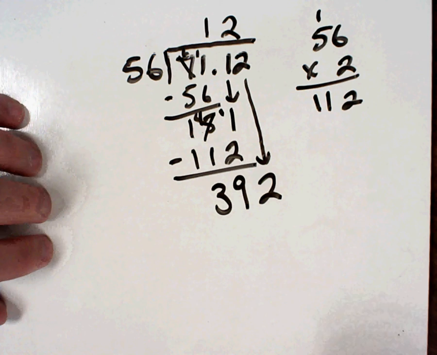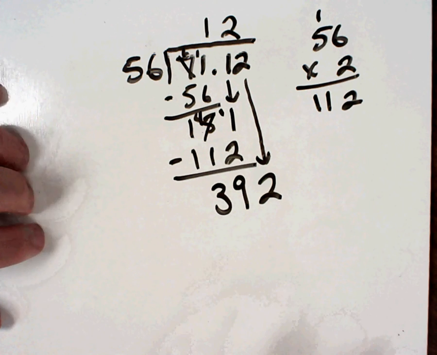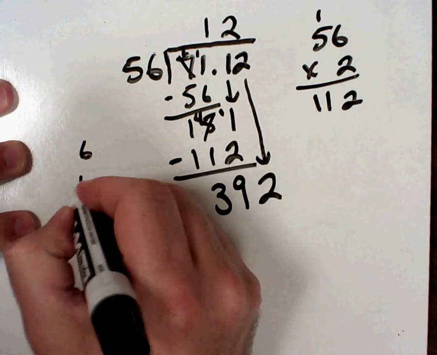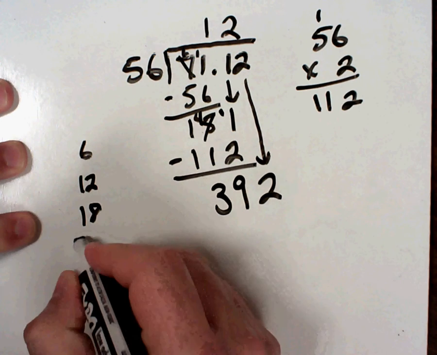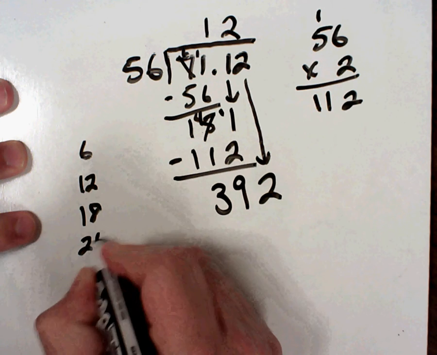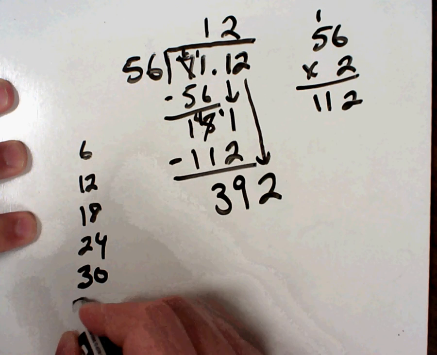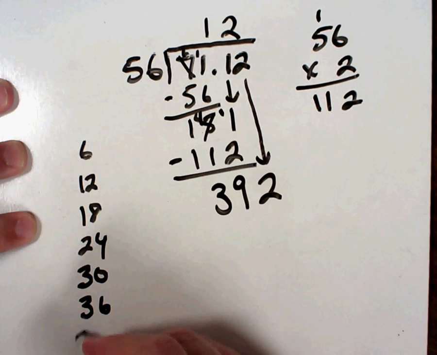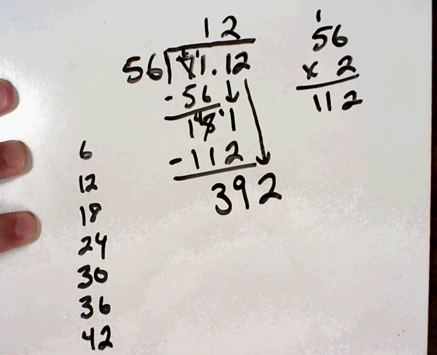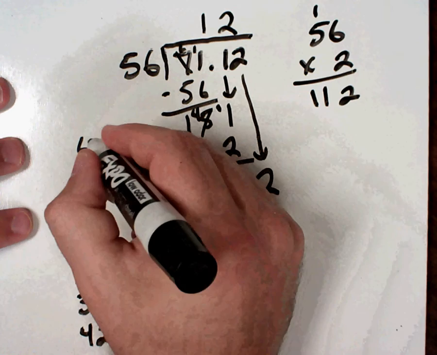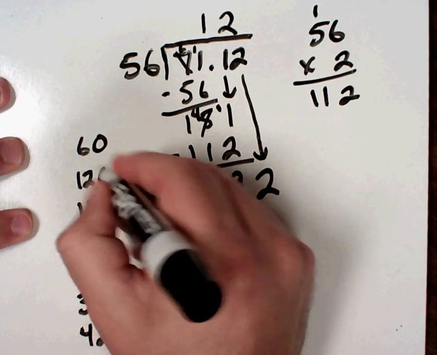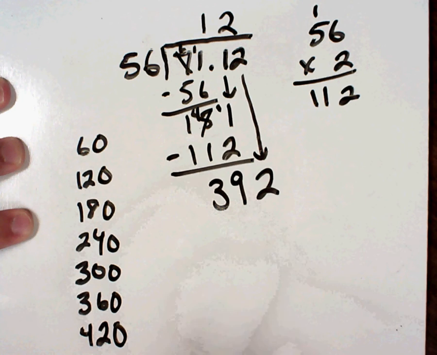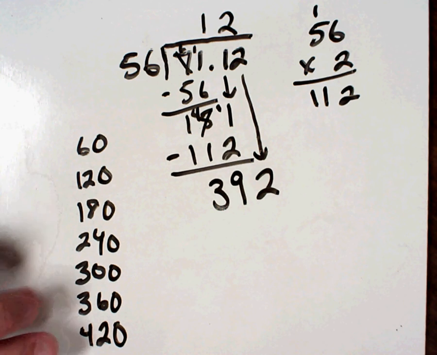All right, so maybe I shouldn't have erased those factors of 60. Now, let's put them off over here to the side. So we've got 6, 12, 18, 24, 30, 36, 42. So if I put zeros here, here's my factors of 60. So it's going to be somewhere in here.